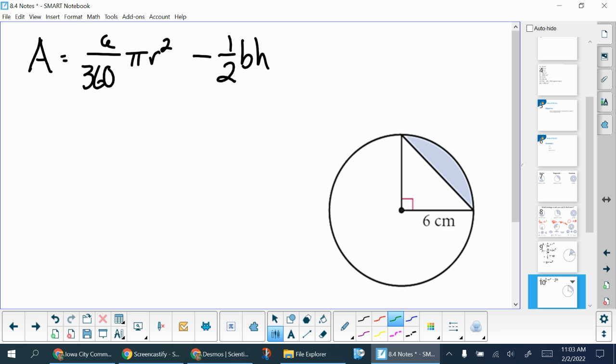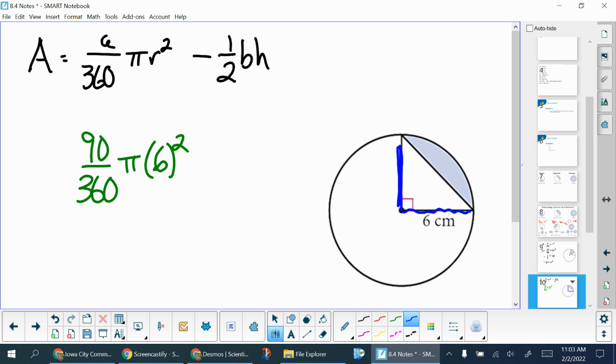So my angle here is 90 degrees over 360 times pi. My radius is 6 squared. Then the area of this triangle, since it is a right triangle, I can use that as my base and that as my height. So minus 1/2 times 6 times 6. Okay, so I'm going to do these two separately.